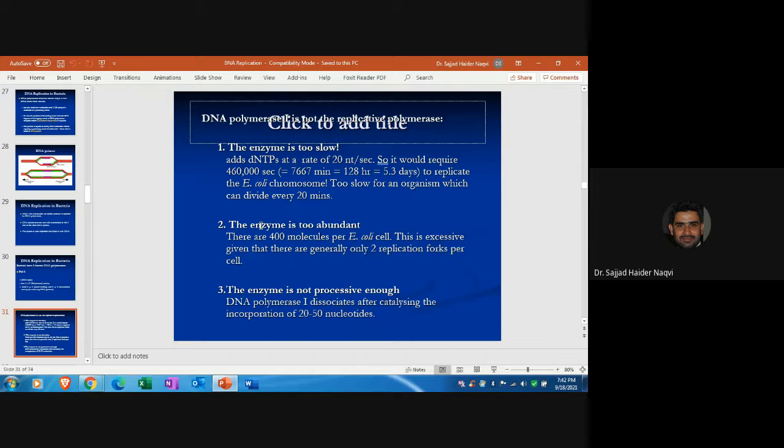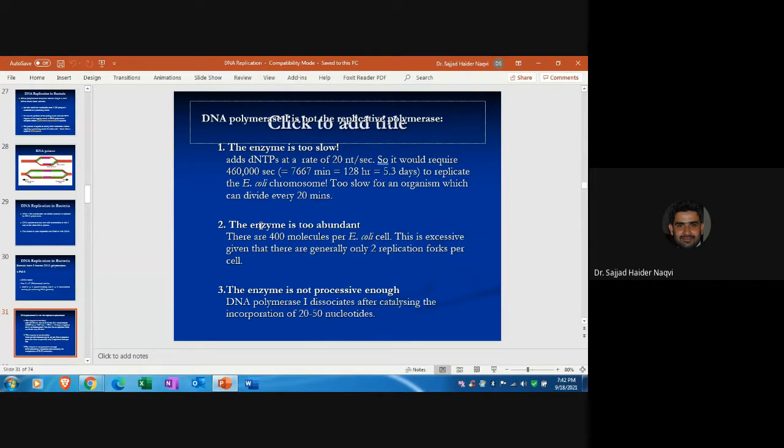So with this speed of 20 nucleotides per second, it would require about 460,000 seconds. Or if you cut this down to days, it will be 5.3 days to replicate the E. coli chromosome. You can better understand that the E. coli chromosome is the simplest of the chromosomes because it's a bacteria. So if DNA polymerase 1 is the main enzyme doing the DNA replication, it requires 5.3 days to replicate the entire genetic material of E. coli, which is a very, very long time.